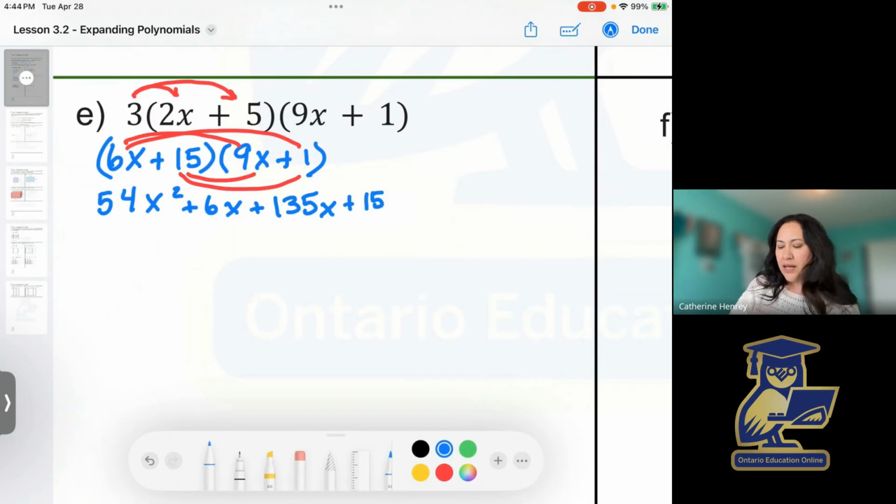And we have the x terms in the middle that we can collect. And we'll end up with 54x squared. 6x plus 135x is going to give me 141x. And then plus 15.